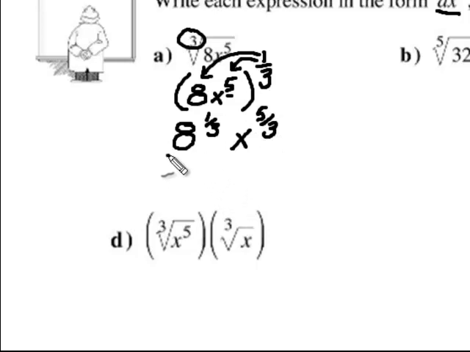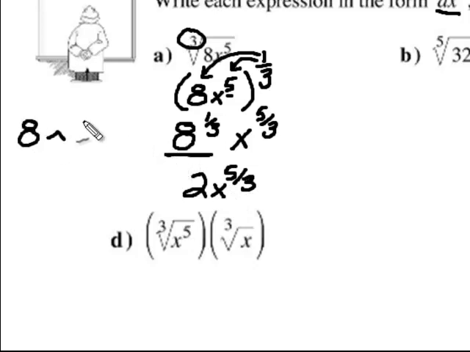5 times 1/3, which is 5/3. Now when you have a number like this, 8 to the 1/3, you can actually solve that. It's 2, and x to the 5/3. So in this case, 8 to the 1/3, you can punch it in your calculator and say 8 exponent, use brackets, 1 divided by 3. Or the other option is to use the cubed root feature. You'll find that under your math button, cubed root of 8.